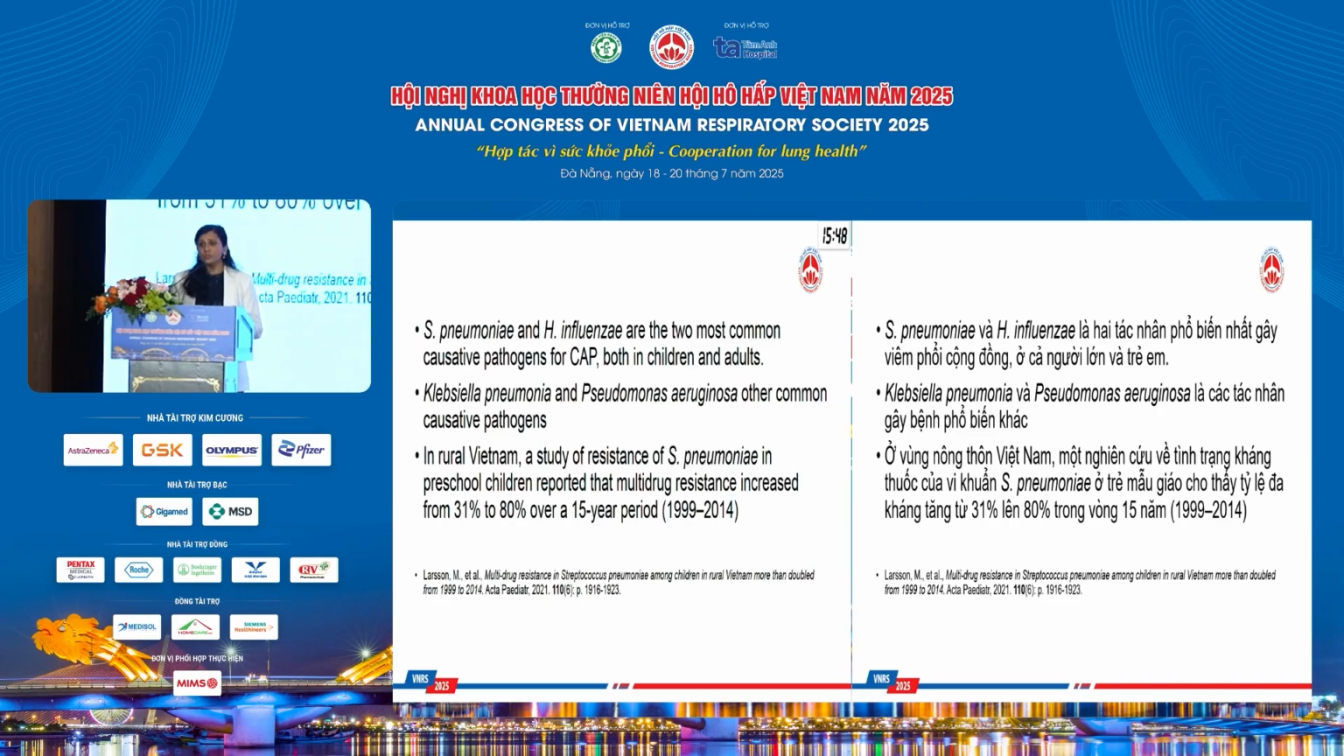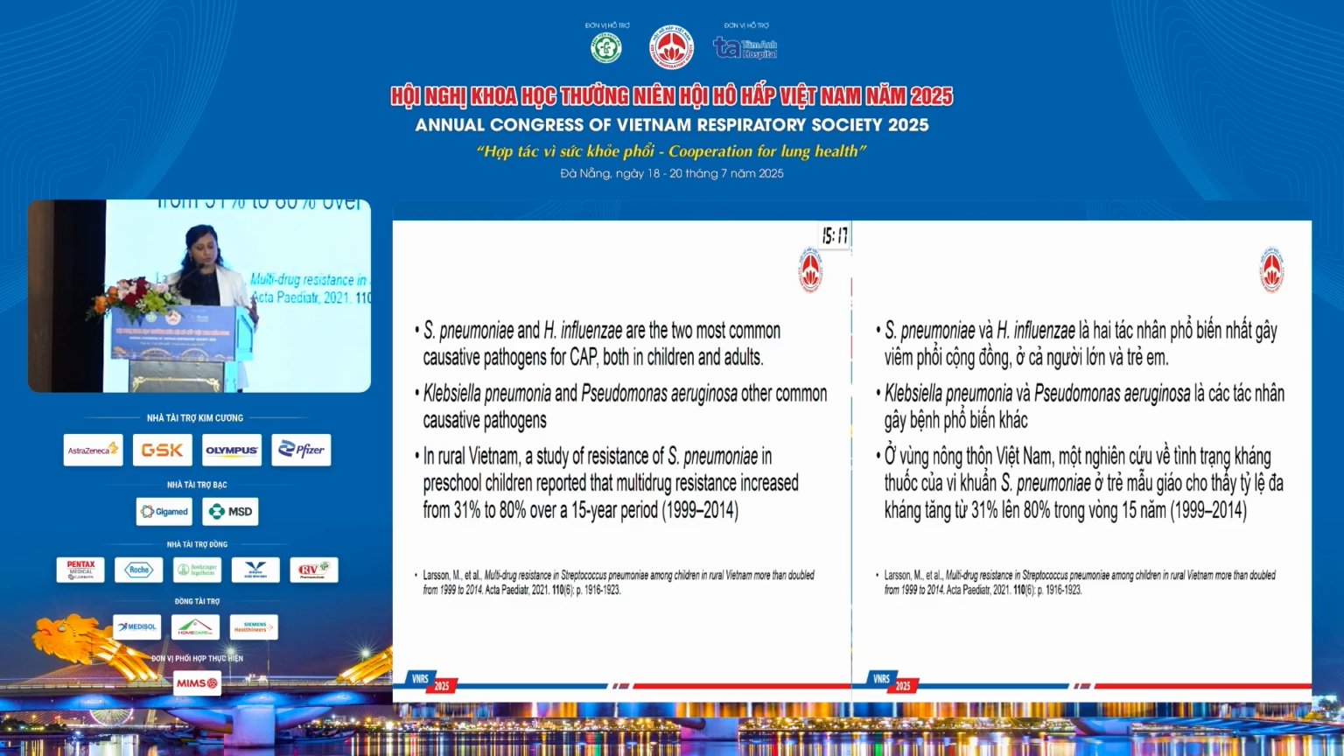The most common organisms in the community, we are still seeing Streptococcus pneumoniae and Haemophilus influenzae. They are the 2 most common causative pathogens of community-acquired pneumonia, both in children and in adults. We're also seeing Klebsiella pneumoniae and Pseudomonas being other common causative pathogens, and these are where we're seeing more and more resistance creep up.